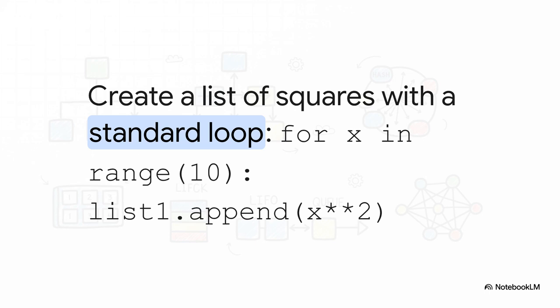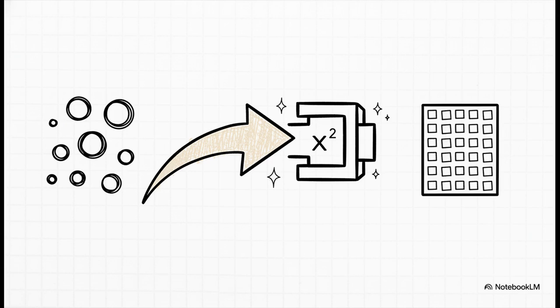Imagine you wanted a list of the first 10 square numbers. The traditional way is to write a loop, like this one. It's basically telling the computer, hey, start with an empty list. Now for every number from 0 to 9, square it, and then stick the result into my list. And yeah, it works perfectly fine. But this is where Python gets really elegant.